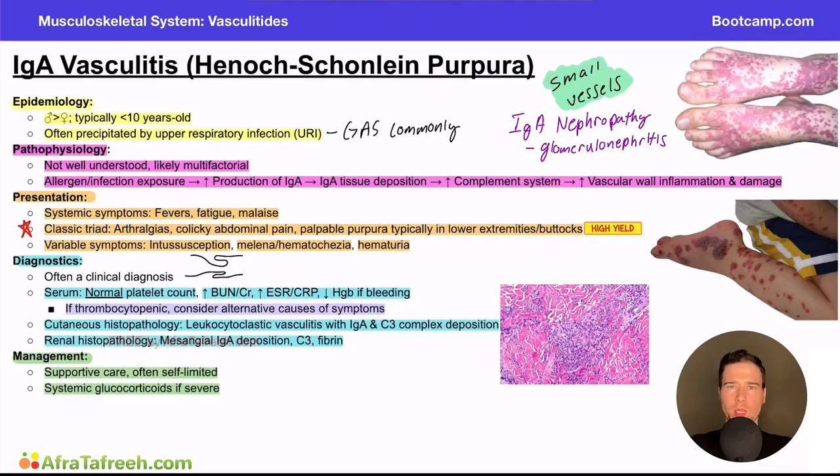The parents deny any known blood in the stools. On exam, the patient is mildly tender in all abdominal quadrants. Lab values return without any significant abnormalities. The question could then ask, which of the following is the best treatment option for the patient at this time?